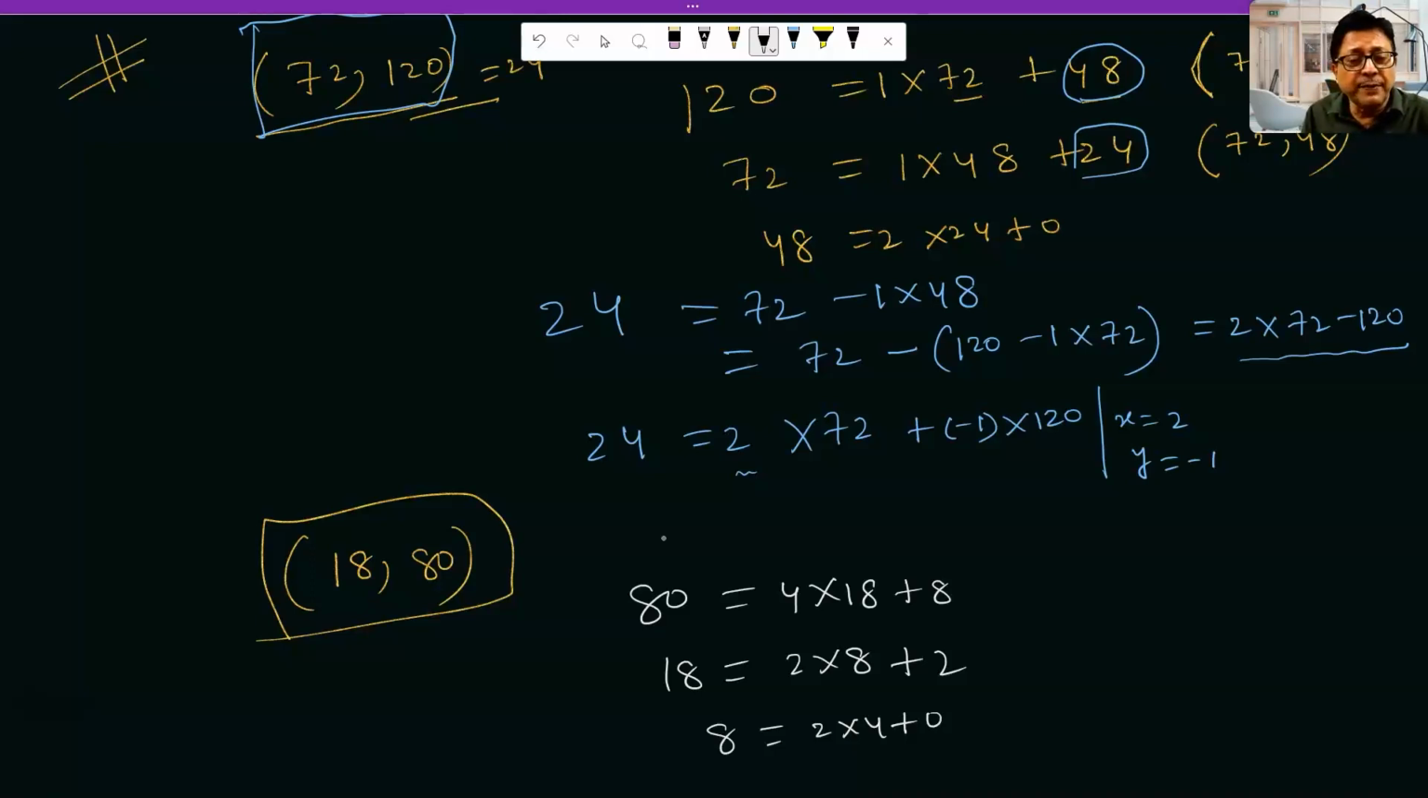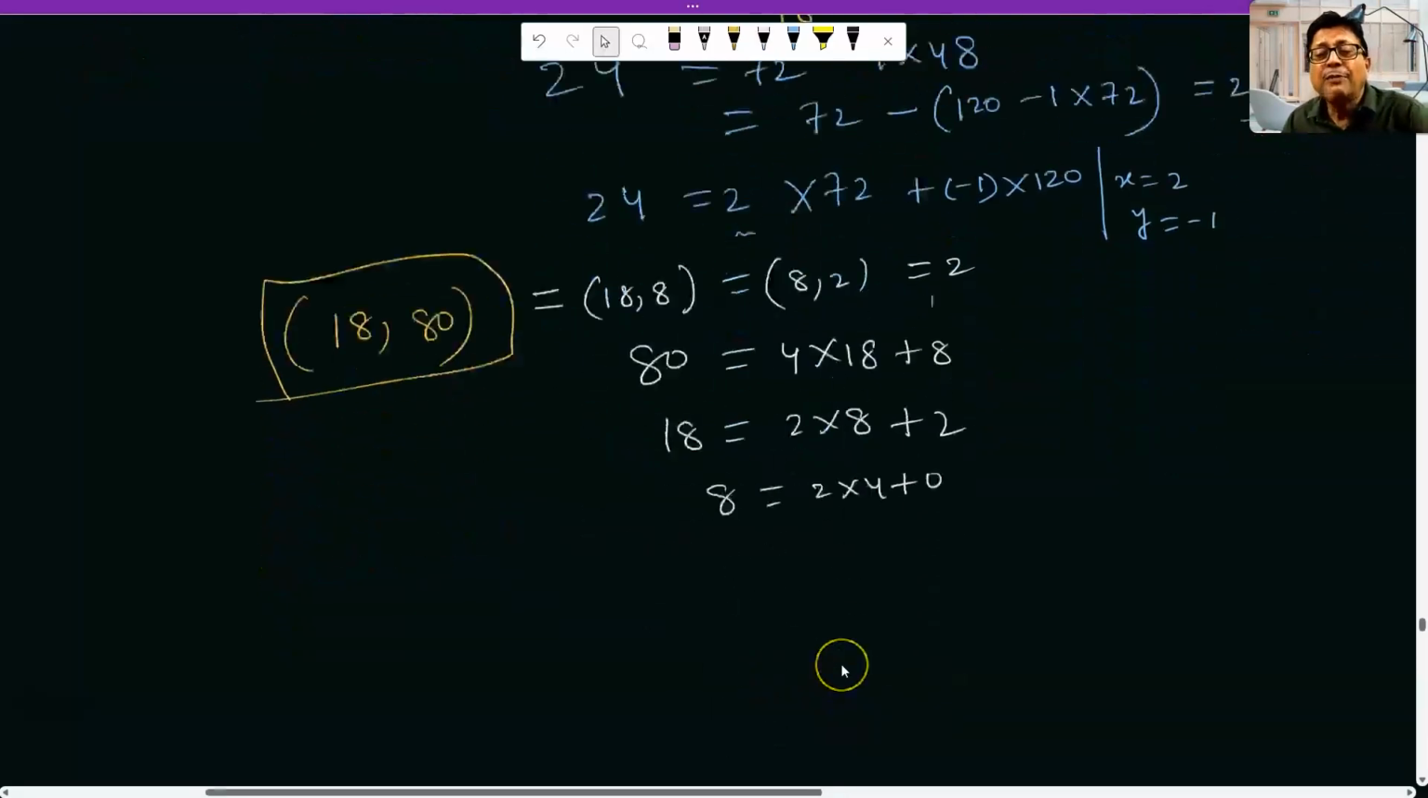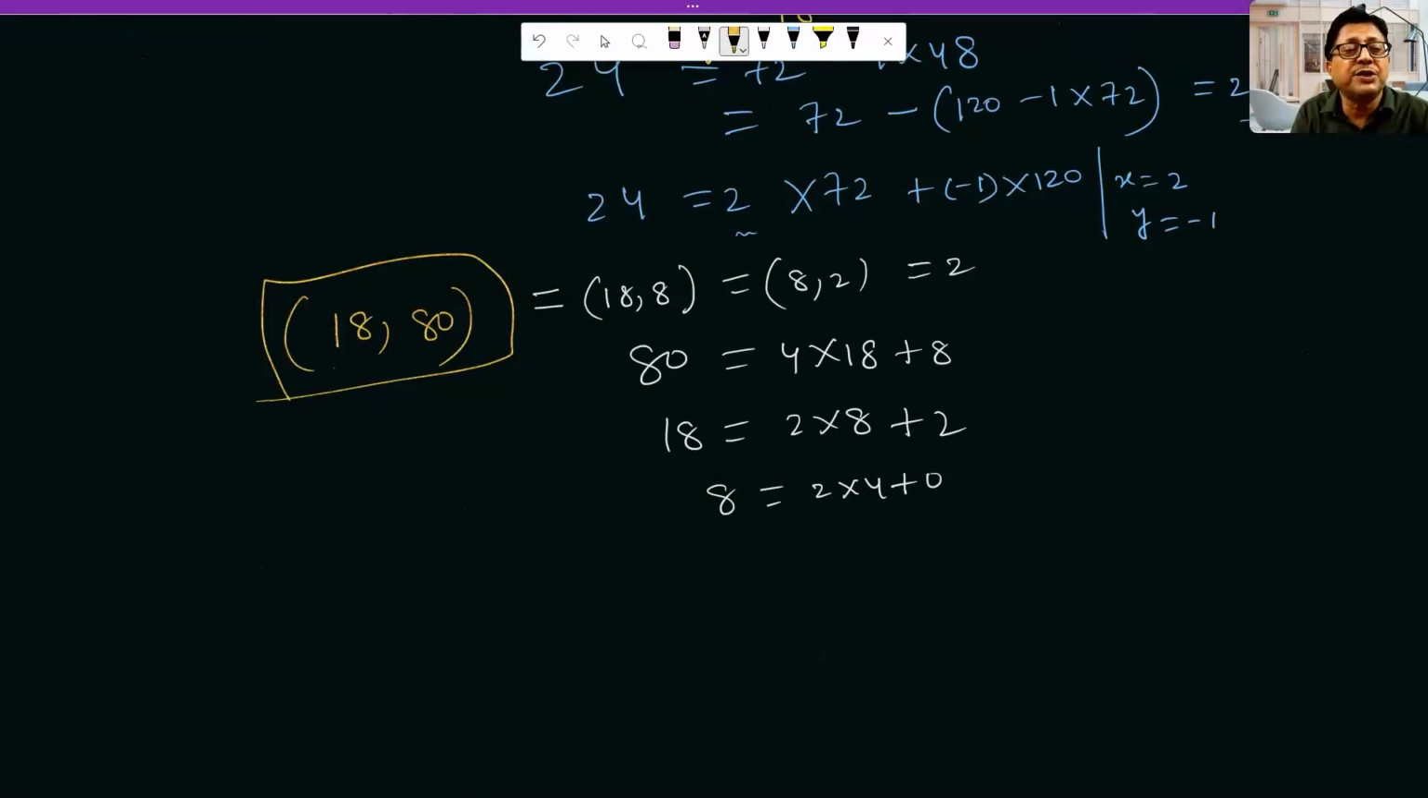So that GCD of 18 and 80 reduced to what? GCD of 18 and 8. It is reduced to what? GCD of 8 and 2. And that we got. So GCD answer is 2 over there. Clear? Now my problem is to express 2 as linear combination of these two. I don't have to find it by trial and error method. I'll be starting with the second last step. 2 will be 18 minus 2 into 8. Isn't it? 18 minus 2 into 8.